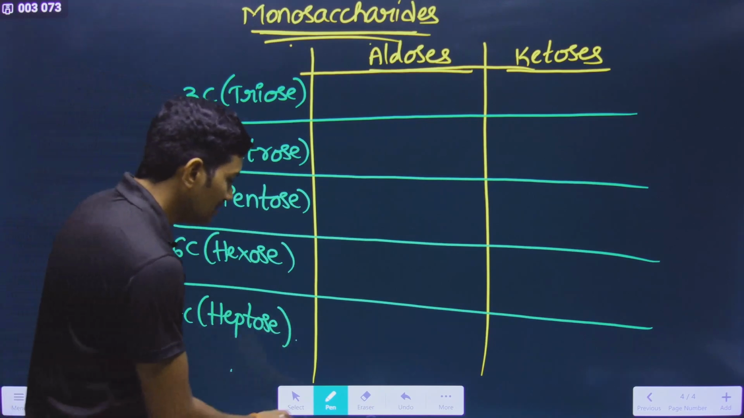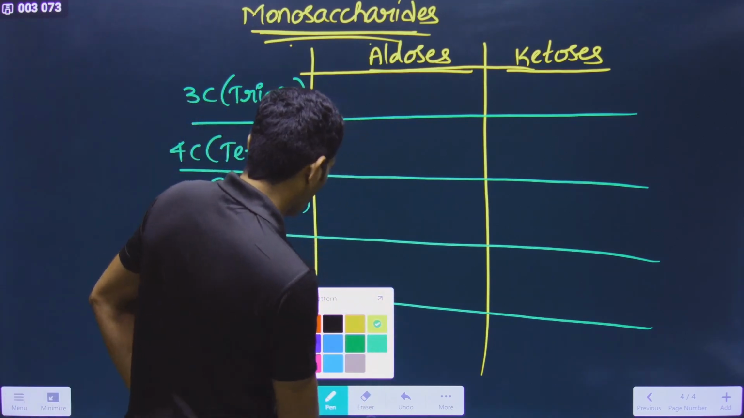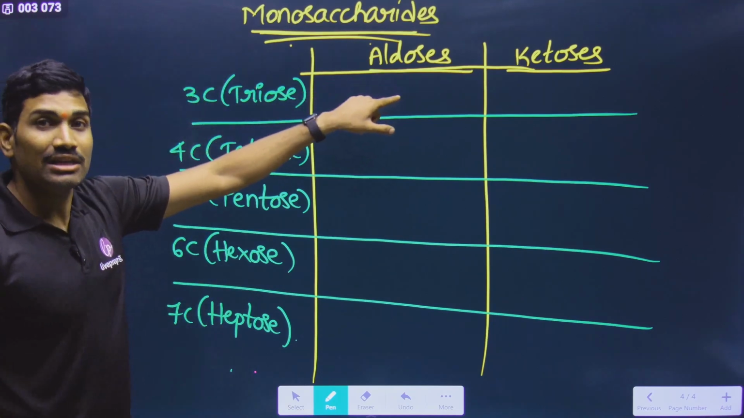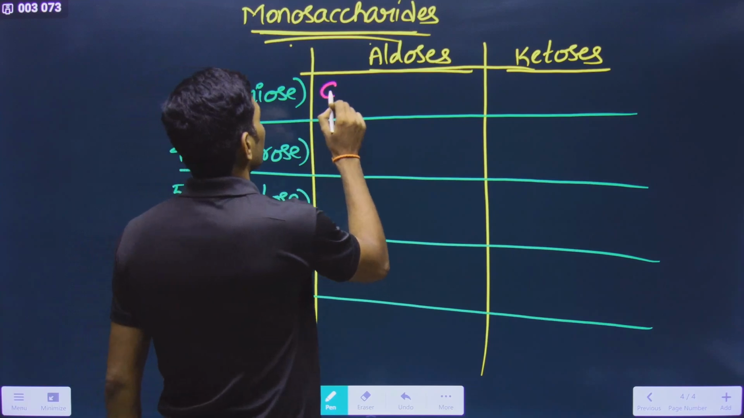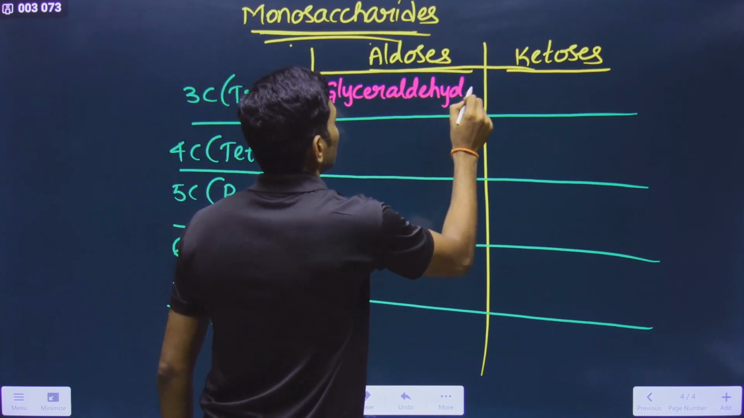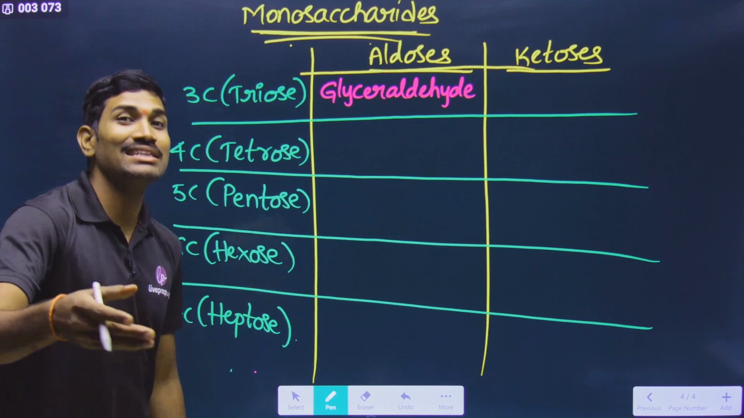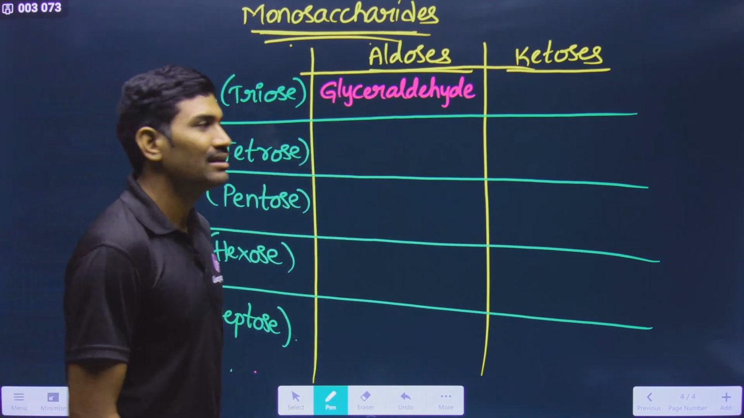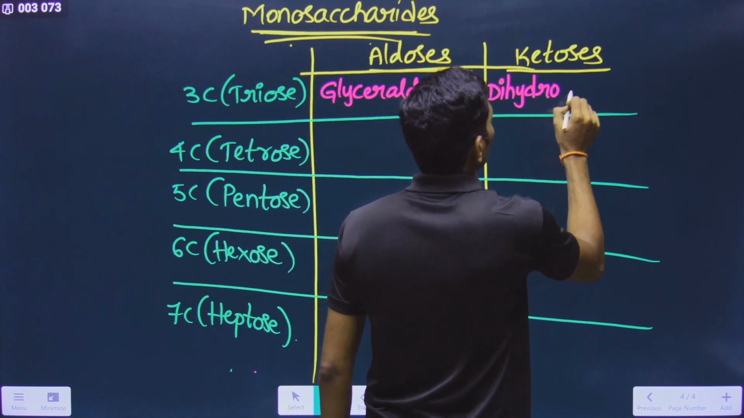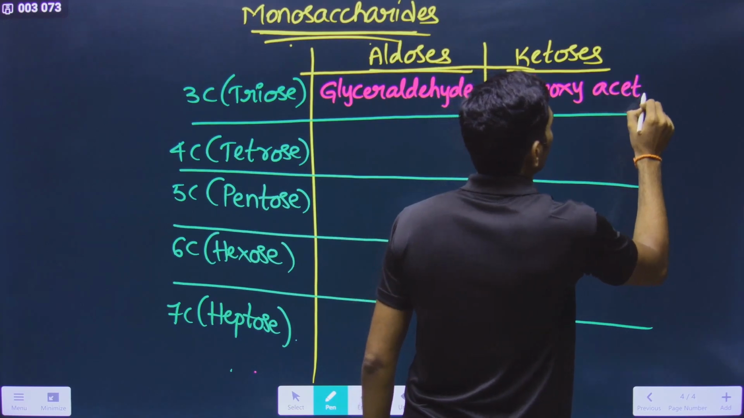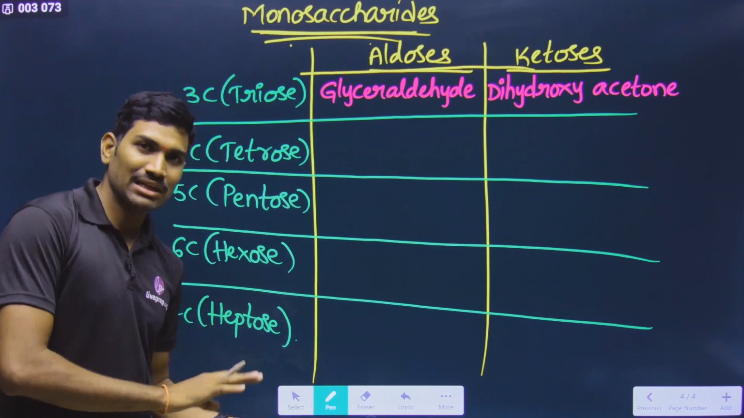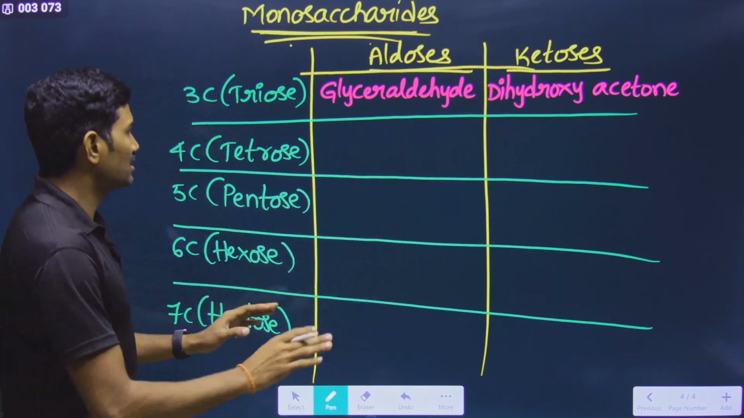Understood or not? So in this way we are writing these particular names, and now we will write the examples. One example I will write. 3 carbon containing, in that also aldehyde group containing, it is glyceraldehyde. In the glycolysis, in the respiration chapter, you will study this glyceraldehyde 3 phosphate. And then there itself you will study about dihydroxyacetone. This is also 3 carbon containing but ketone group containing sugar. Okay, that is one example.